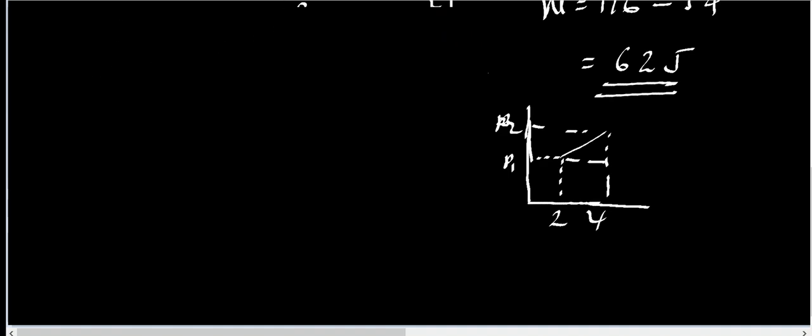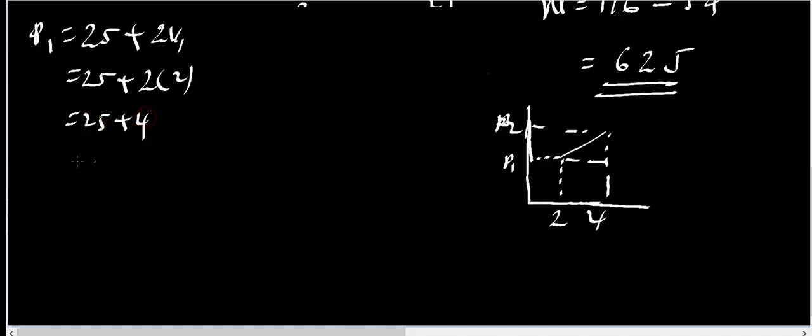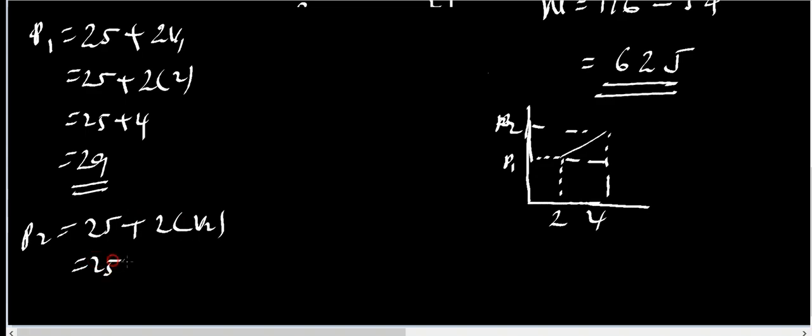Therefore, let's calculate for P1. P1 is equal to 25 plus 2 times V1, which is 25 plus 4, that is 29. P2 is equal to 25 plus 2 times V2, which is 25 plus 8, that is 33 Pascal. Therefore, the gas expanded from 29 to 33.